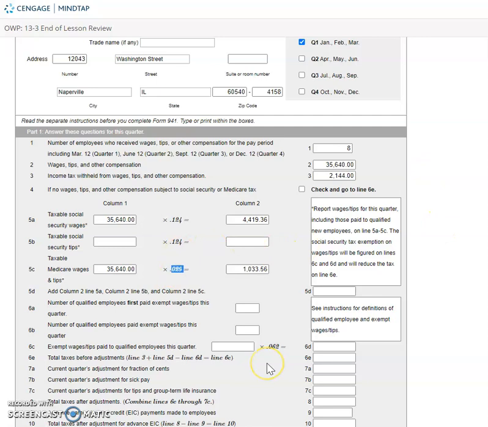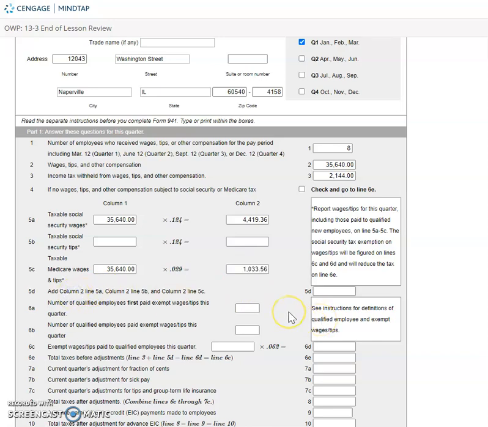Again, when I look at this number, that would be written as 2.9%. So when we think about Medicare, Medicare is taxed at 1.45%. If we would double 1.45%, that would be 2.9%. The reason that we are doubling it is because we are looking at the employee side of Medicare and the employer side of Medicare. That's how we get this total number.